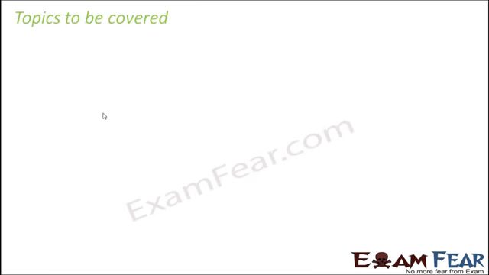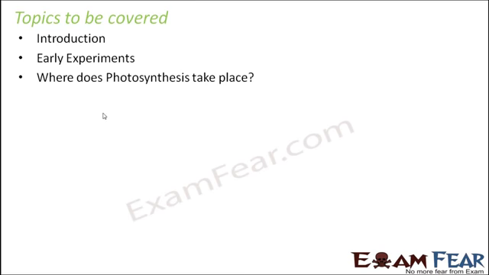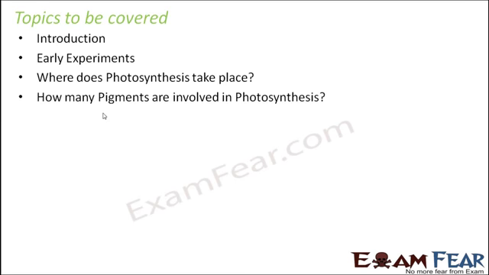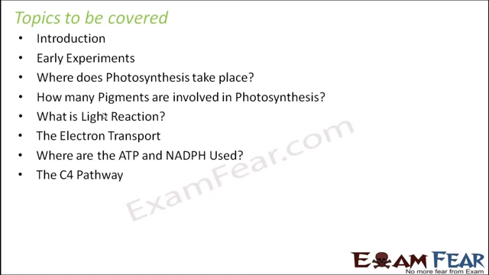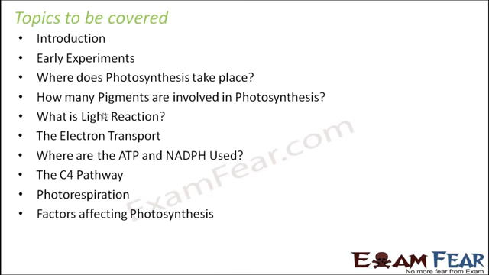Topics to be covered in this lesson are introduction, early experiments, where does photosynthesis take place, how many pigments are involved in photosynthesis, what is light reaction, the electron transport, where are the ATP and NADPH used, the C4 pathway, photorespiration, and the factors affecting photosynthesis.